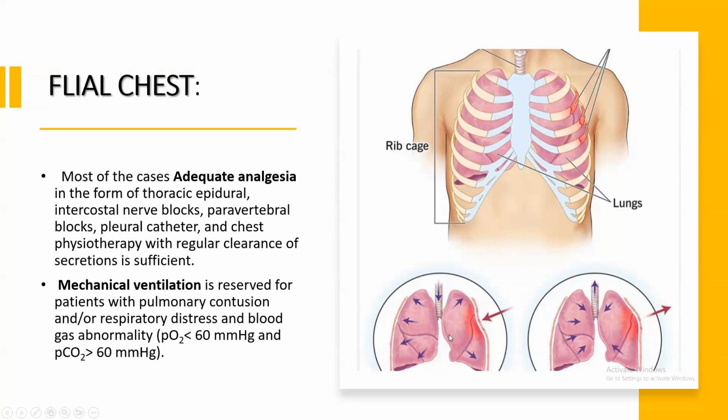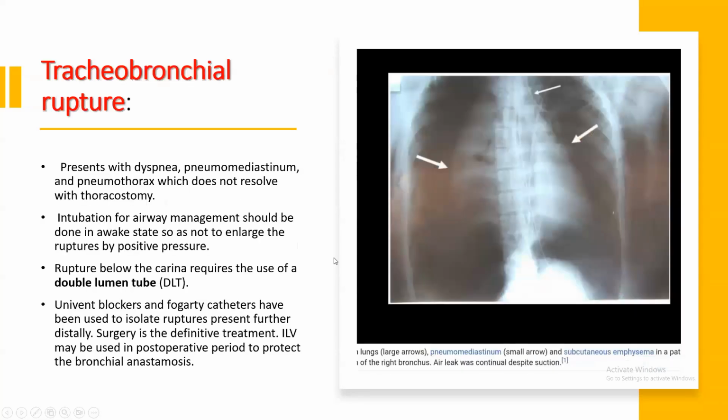This is the paradoxical breathing pattern which we can observe. In tracheobronchial rupture, the patient mainly presents with dyspnea, pneumomediastinum, and pneumothorax, which does not resolve even with thoracostomy. Intubation for airway management should be done in the awake state, so as to provide positive pressure and to prevent alveolar rupture.